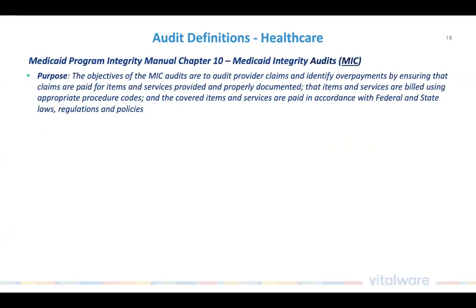The purpose of audits, according to the Medicaid Integrity Manual, is to review provider claims and identify overpayments by ensuring the claims are paid for items and services provided and properly documented. So there again, we go to provided and properly documented. What is proper documentation? A physician order, documentation the service was provided, and then the charge. Before the order and the documentation of service provided, you cannot do those. You cannot put in the charge until that occurs.